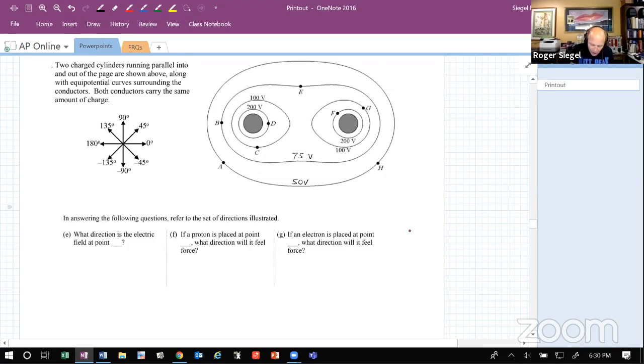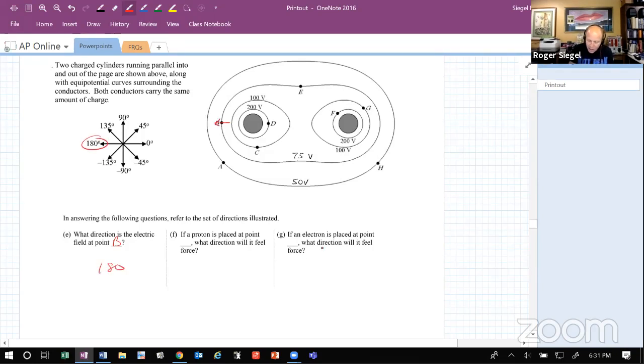What direction is the electric field at point B? So let's look at B. Well, we know the direction is going to be perpendicular to B. Is it to the left or to the right? Well, remember, the electric field always points in the direction of decreasing potential. And so that's to the left, or 180 degrees.